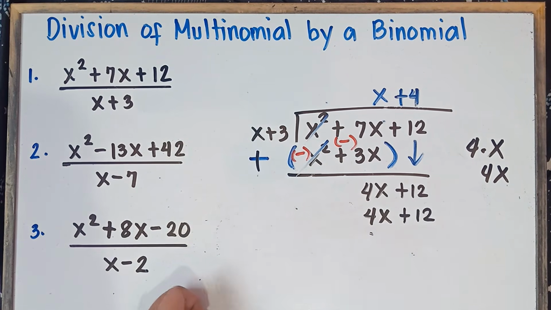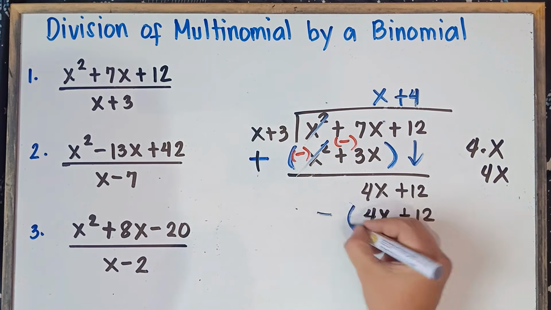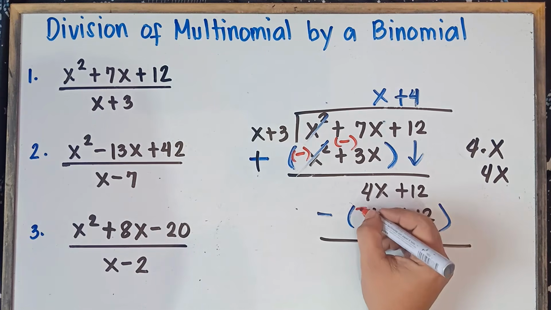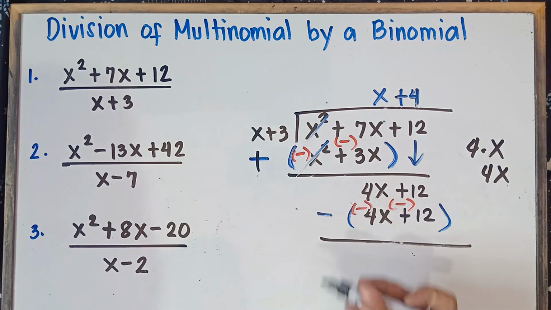Alright, so once again, subtract this one, minus. This is a binomial, so we need to put parentheses. Now, once again, rules in subtracting polynomials, you change the sign of the subtrahend. So this is a plus sign, this becomes minus. And then we proceed to addition.